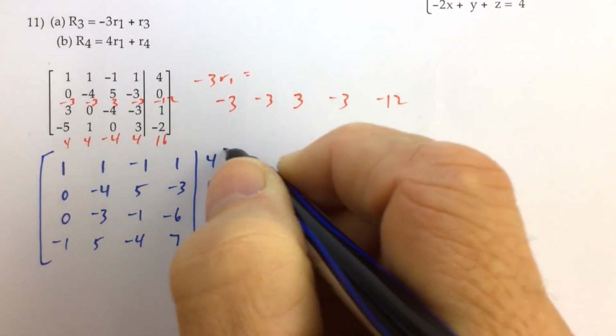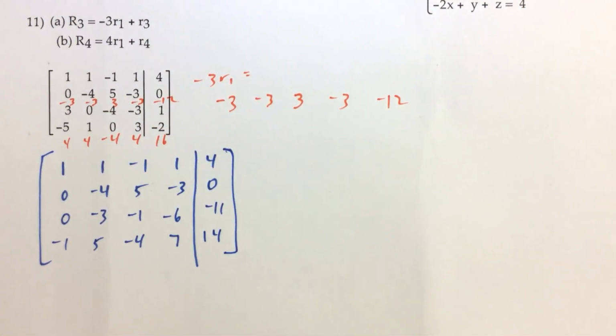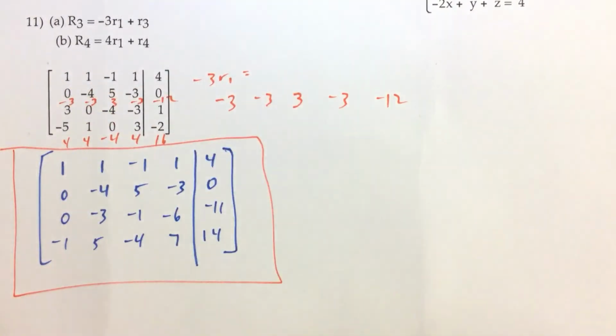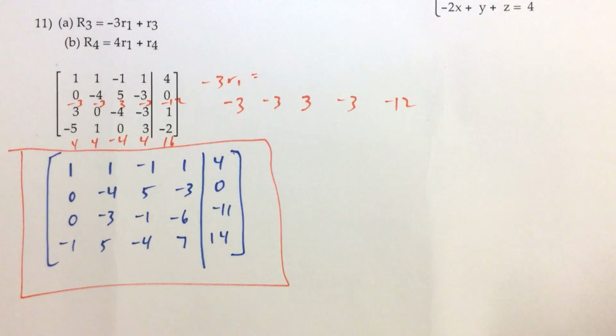So that becomes our brand new matrix that we got by performing the two row operations that are listed there. And that's how we do that kind of a problem.